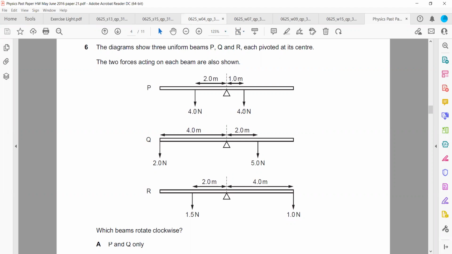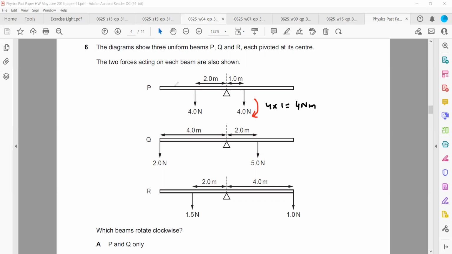So if we check beam P, there is a 4 Newton force. In which direction will this cause a rotation? Clockwise. So that is clockwise. And what is the value of the rotation? 4 multiplied by 1, because the moment or turning effect is force multiplied by distance from the pivot. So that is 4 Newton meter.